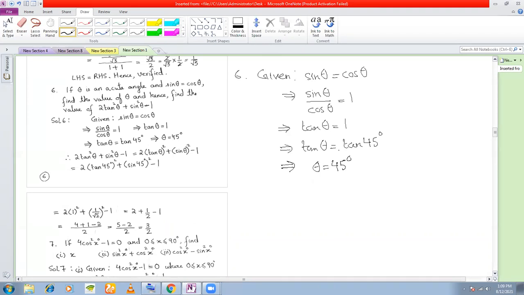Now, when I write tan theta is equal to tan 45, and in the next step I write theta is equal to 45 degree, I am not cancelling tan. You will not cancel tan like this. Understood? All of you? Tan theta is equal to tan 45 has a different meaning altogether. You know what is the meaning?